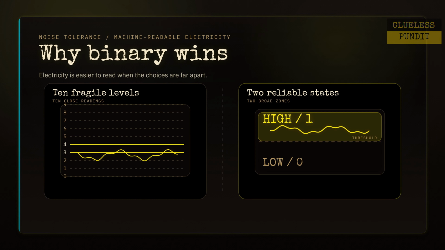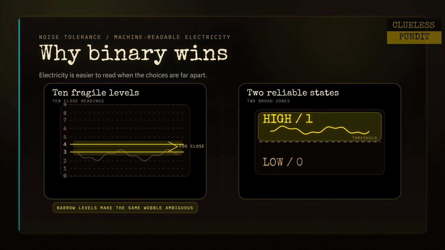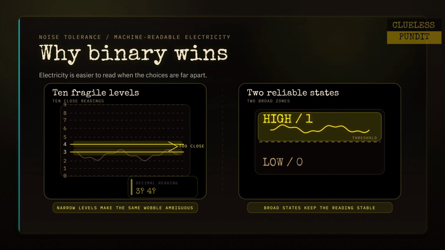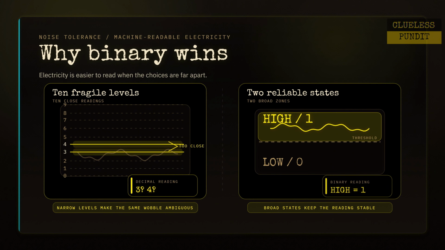That is why computers speak binary. Decimal may feel more natural to human beings, but binary is more natural to circuits. Computers were not built around what humans find elegant. They were built around what machines can repeat reliably, but that created a new problem.